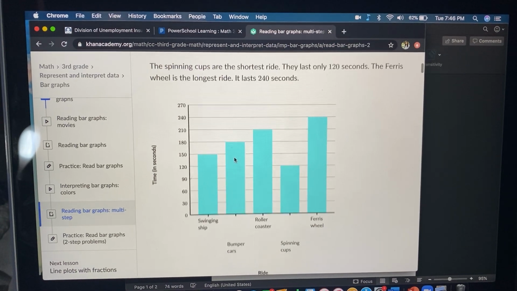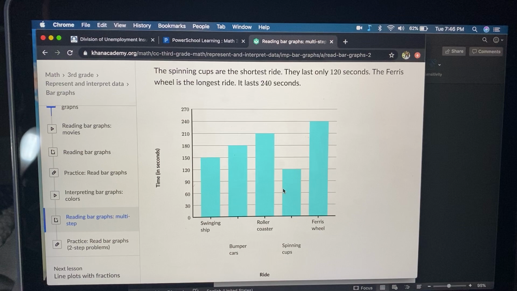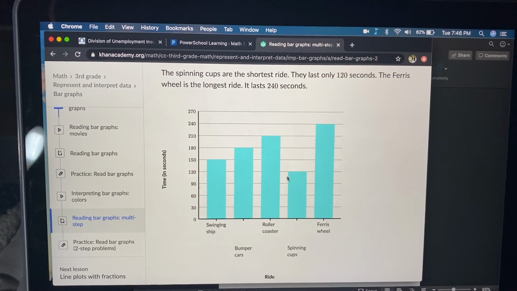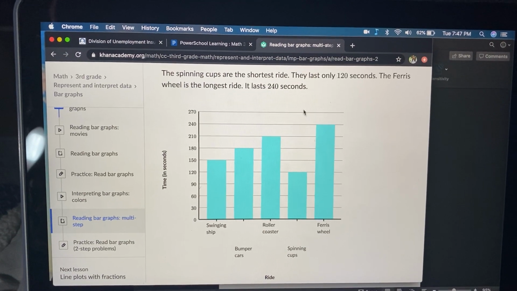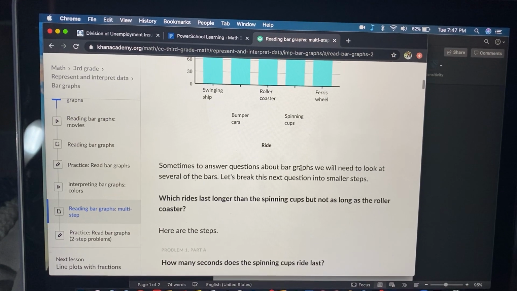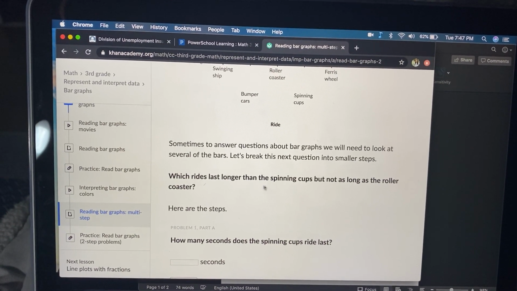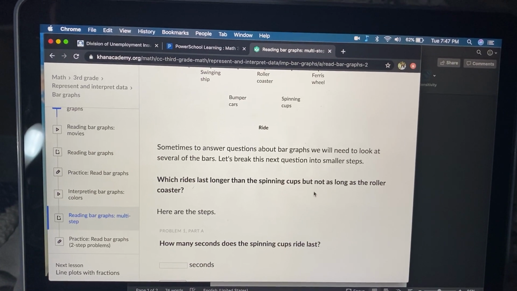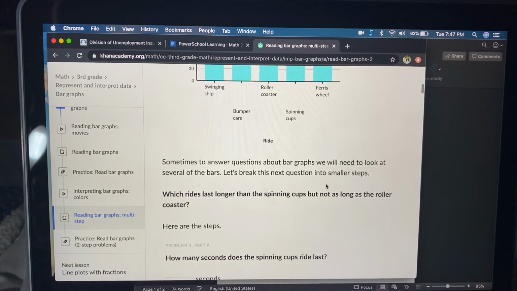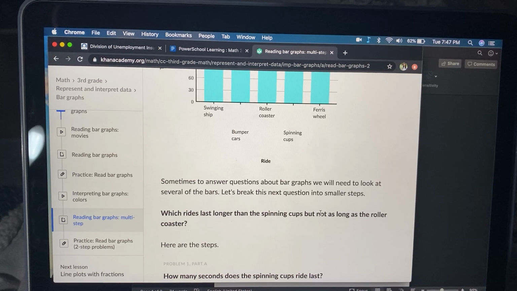So it says the spinning cups are the shortest ride. This is spinning cups right here where my mouse is. They only last 120 seconds. The Ferris wheel is the longest ride right here, lasts for 240 seconds. So now it's asking you some questions. It's saying which rides last longer than the spinning cups, but not as long as the roller coaster. So what you guys have to do here is, this is going to be your last question.